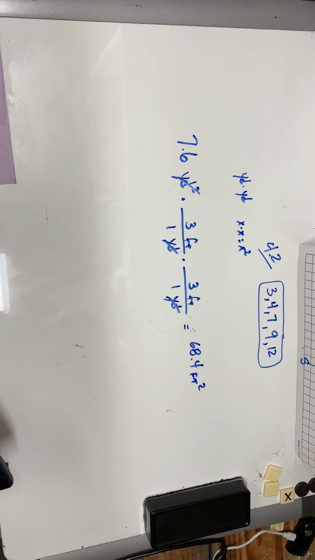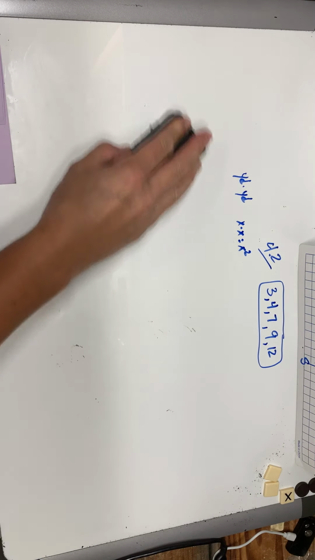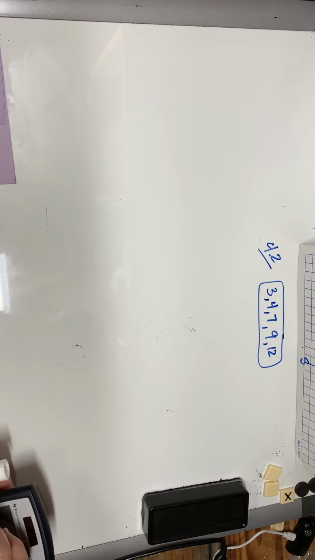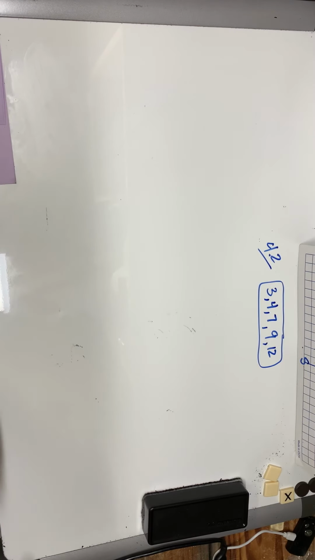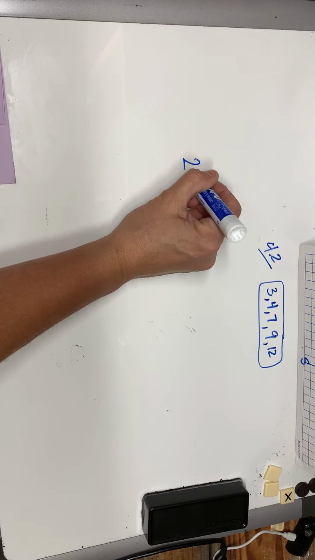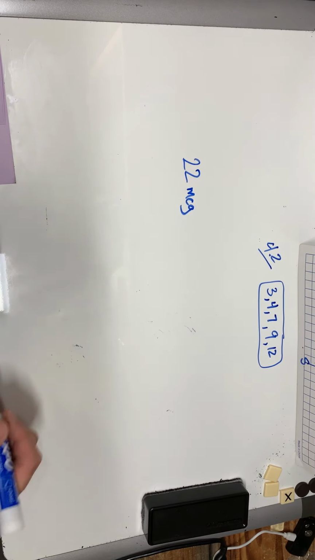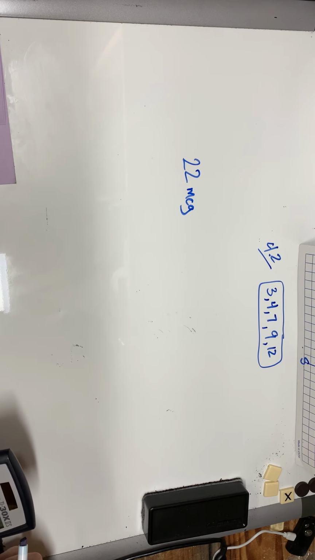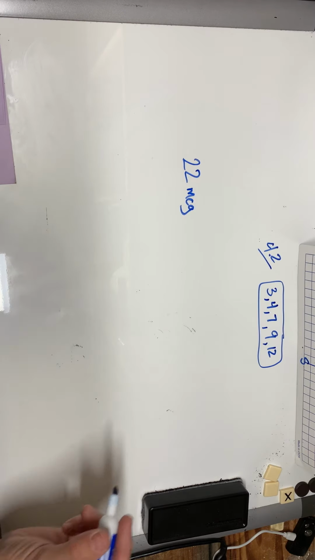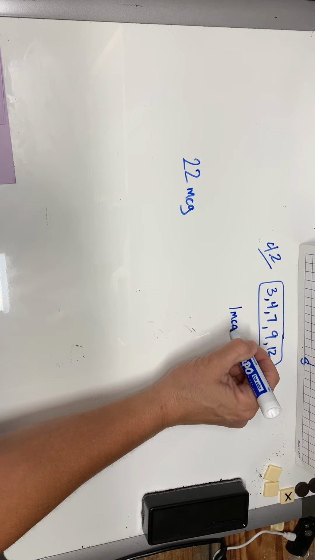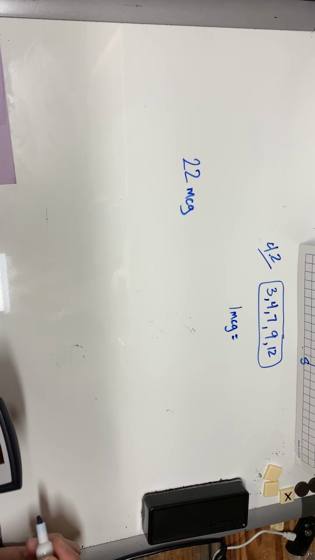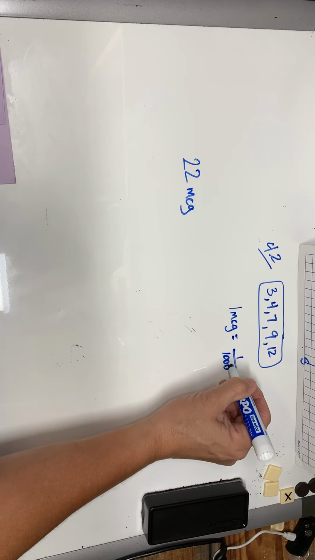Let's go to question number 9. This is kind of a weird unit that most of us have probably never dealt with before. They've got these micrograms. So I have 22 micrograms, and the abbreviation for a microgram is mcg. They want me to convert that to grams, okay? And they give me a conversion that 1 microgram equals 1 over 1,000 milligrams.